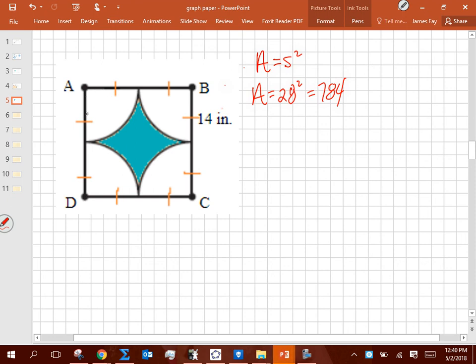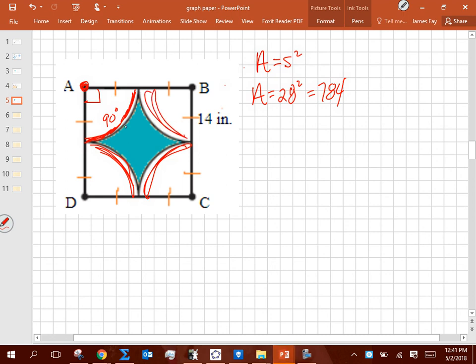What is this angle right here if this is a square? A right angle. So if that's a right angle and this here is an arc, what would you know? Okay, that would be a 90-degree arc, right?